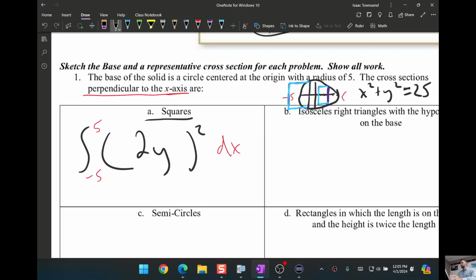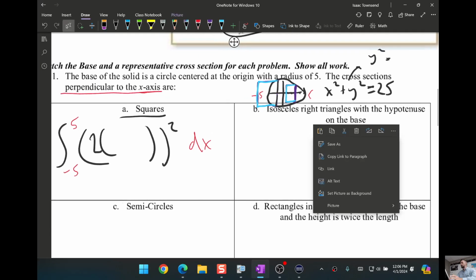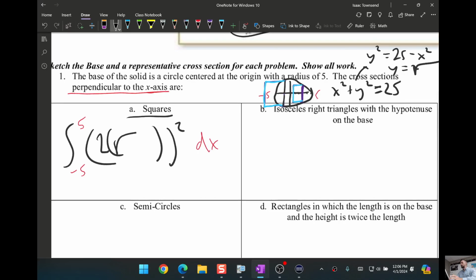But we need these variables to match. If this is dx, this should not say y. So instead of saying y, you need to go over here and you need to solve for y. Of course, doing the picture and solving for y, you really only have to do this once, and then you get to use it for all 4 of these. So, looks like y is the square root of 25 minus x squared.